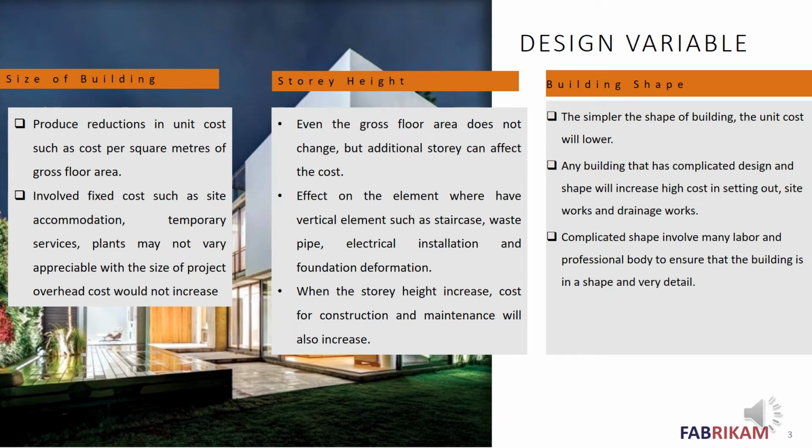The first design variable is size of building. Increasing size of building may produce reduction in unit cost such as cost per square meter of gross floor area. It involves fixed costs such as site accommodation and temporary services, which may not vary appreciably with the size of the project. Overhead costs will not increase.